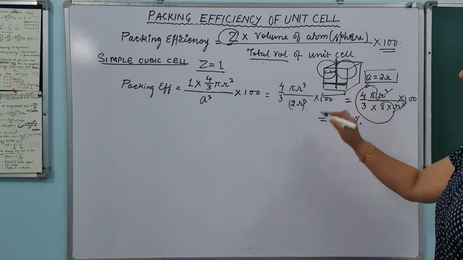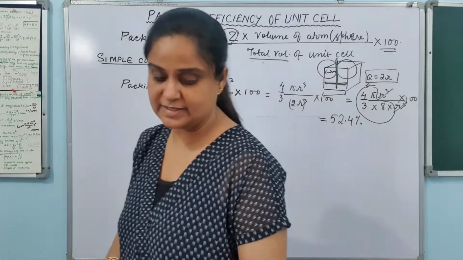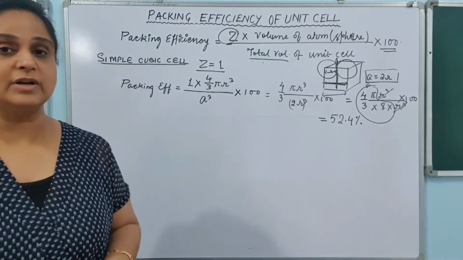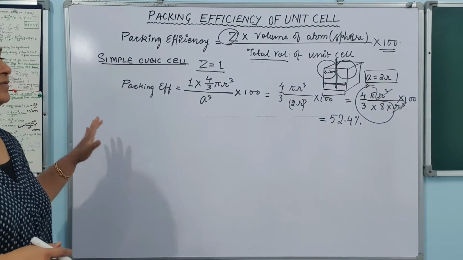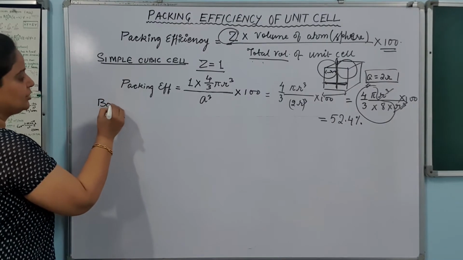So what will be the efficiency of the simple cubic cell? The efficiency of simple cubic cell will be 52.4%. Same way, we can calculate the efficiency of the body-centered cubic.